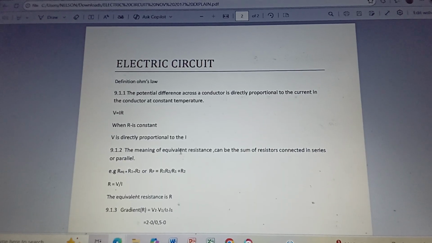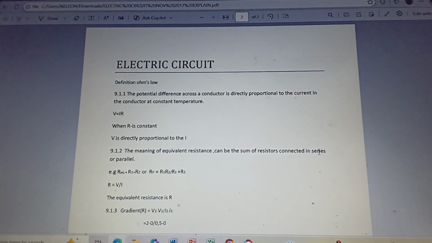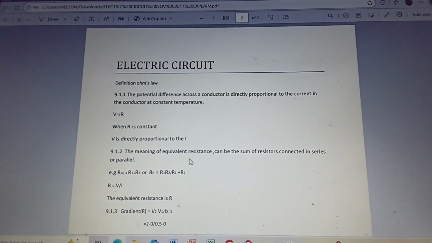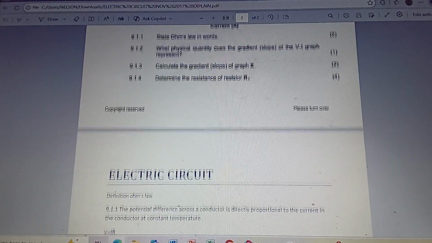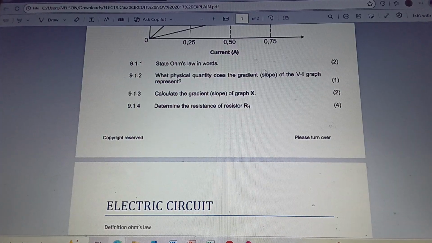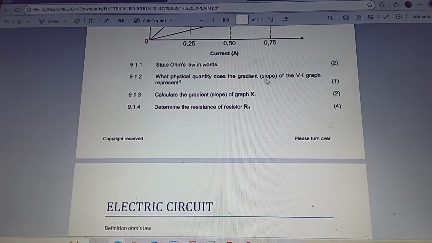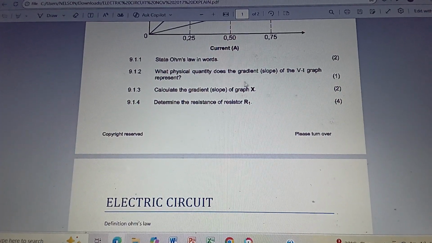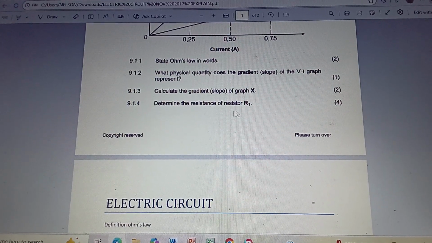Now, the equivalent resistance means the sum of the resistors that are connected in series or in parallel. Equivalent resistance is the sum of the resistances, so it means that there is more than one resistor. So in this situation, the gradient of the slope is the resistance, but it's not one resistor, it's the equivalent of resistors. It can be resistors in series or in parallel. So for answering this question, you can say equivalent resistance.